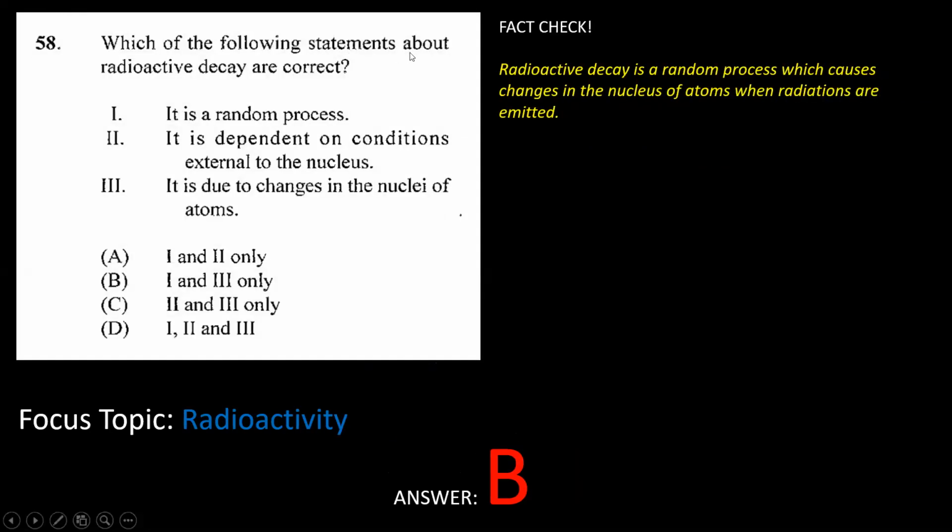58, which of the following statements about radioactive decay are correct? Radioactive decay is a random process and it's not dependent on any external factors. The answer should be 1 and 3, which is B.